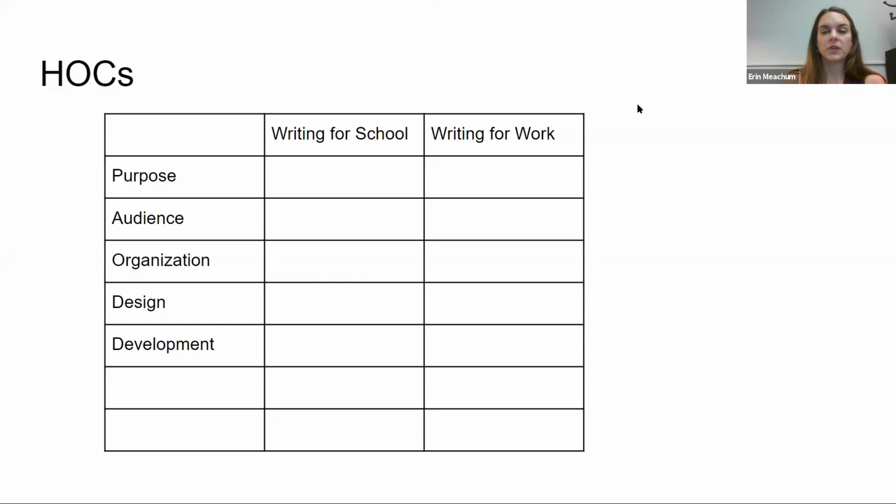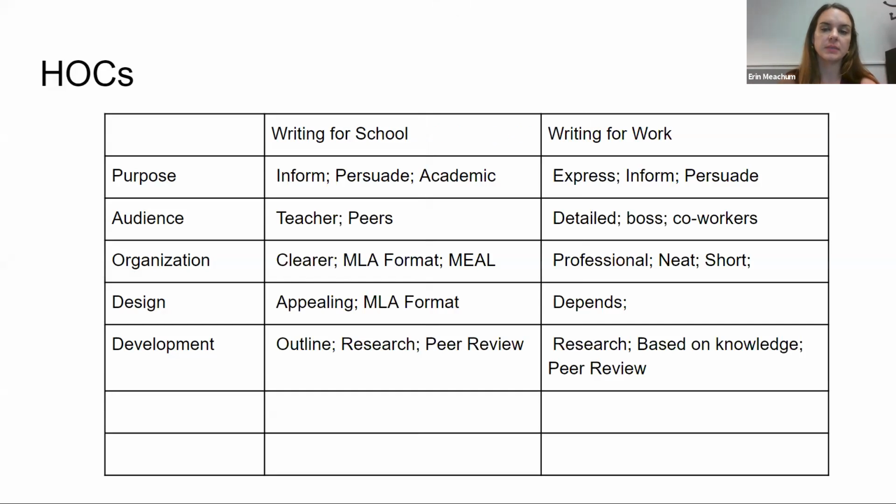Okay, so hopefully you've had a chance to write out some differences in terms of purpose, audience, organization, etc., between school and work. So let's take a look at maybe some things that you said. And keep in mind that maybe there are going to be some similarities. So for example, you might have said for school is just kind of academic. You need to maybe persuade someone. But writing for work, we're trying to express or persuade someone to hire someone maybe, or to see your point of view. Your audience is going to be very different in school than in work, right?